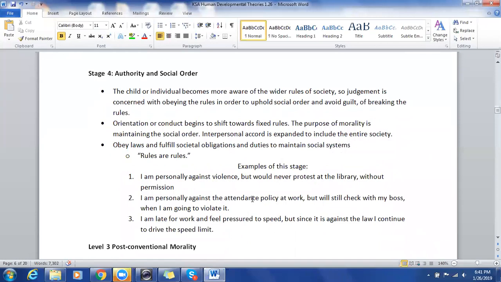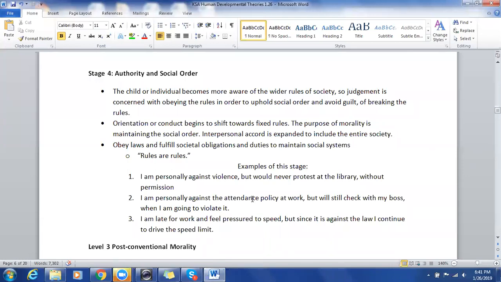So examples that kind of paint the picture better than these words are: I'm personally against violence, but would never protest at the library without permission because it's frowned upon. I'm not just going to roam up into a silent place and start shouting my life away. Second one, I'm personally against the attendance policy at work. I have something to do. I want to go to my friend's party, he graduated, and my boss won't let me, so I'm going to cut out of work, but I still check with my boss anyways before violating. So I kind of tell on myself because I feel bad, because quote unquote rules are rules.